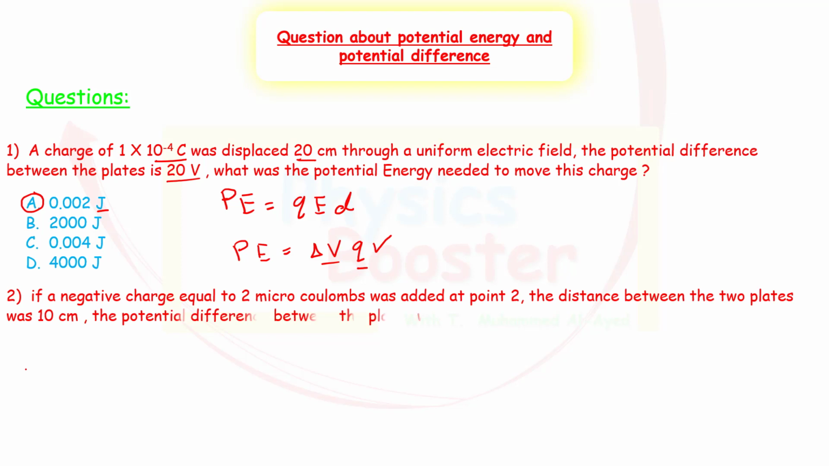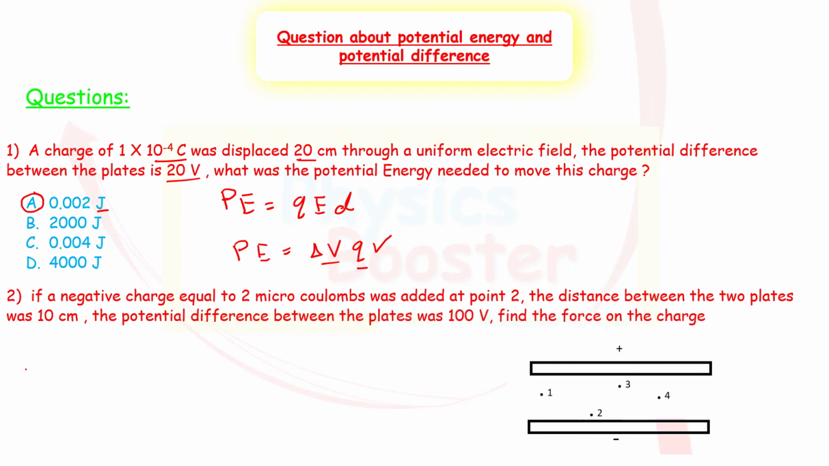If a negative charge equal to 2 microcoulombs was added at point 2, okay, so we have many points, 1, 2, 3, 4, and it was added at point 2, which is closest to the negative plate. The distance between the two plates was 10 centimeters. The potential difference between the plates was 100 volts. Find the force on the charge. Okay, so this is a little bit tricky. We have the following choices.